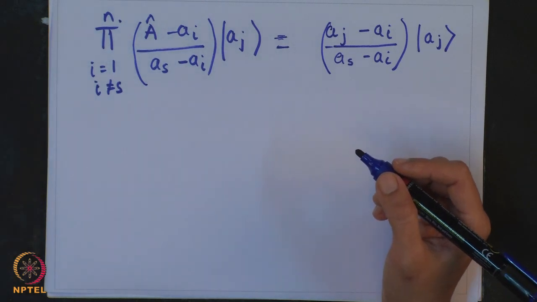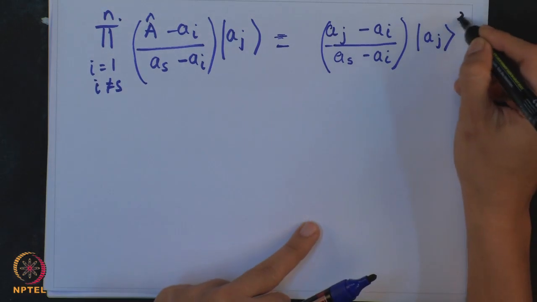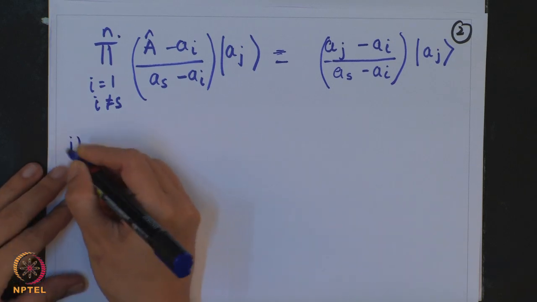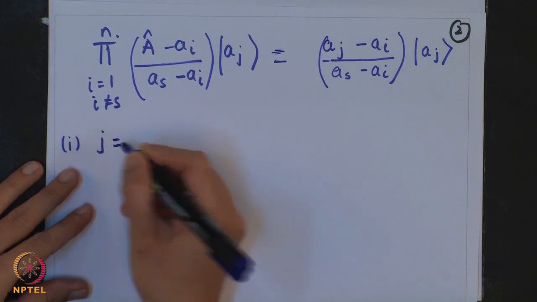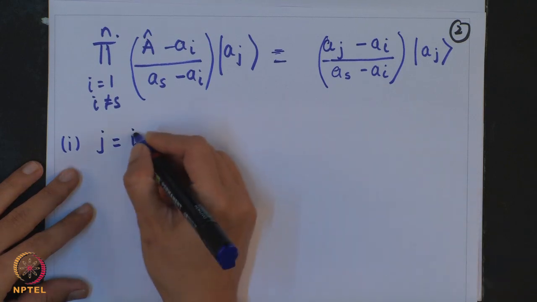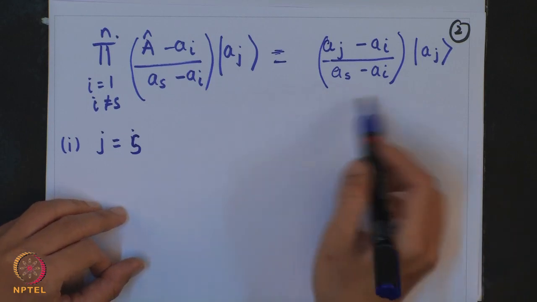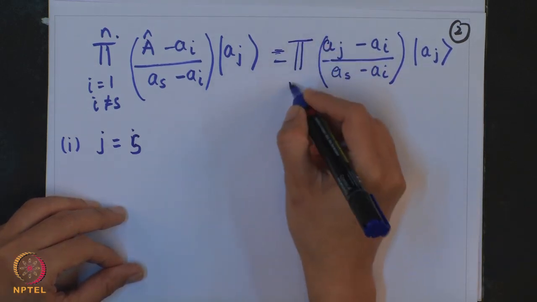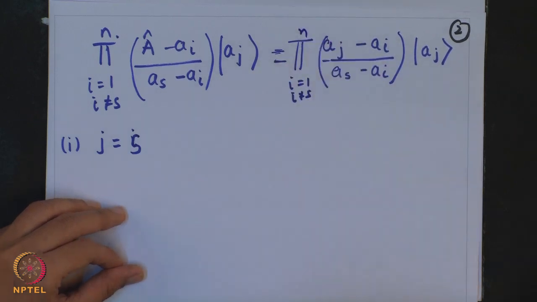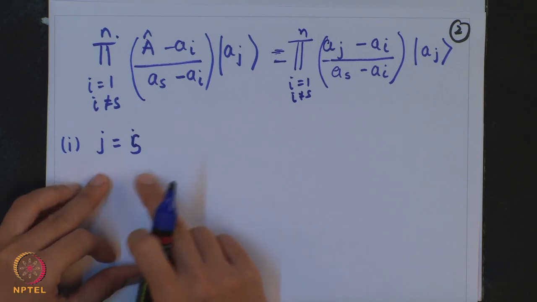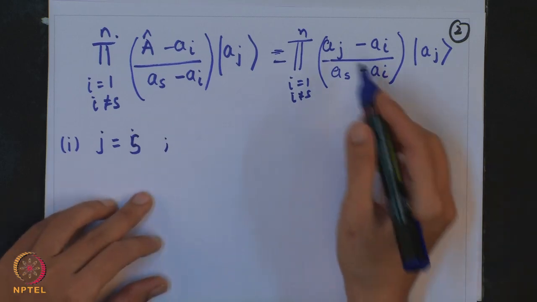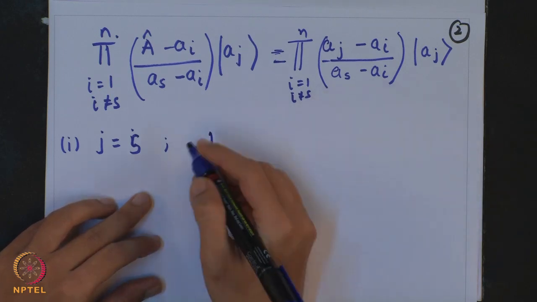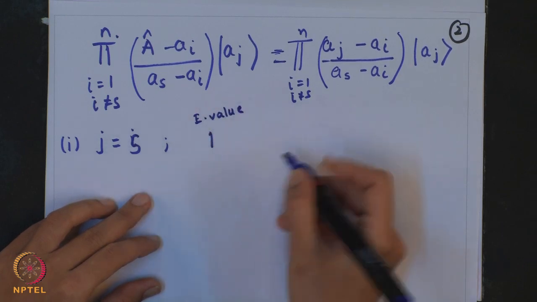Now, can you make any conclusion from this? No. So, you have to see case by case. There will be two cases. So, case 1, when j is equal to s. From this, what do you infer, and of course, the product is there. Now when j is equal to s, what do you obtain? The right hand side becomes 1, the eigenvalue becomes 1.